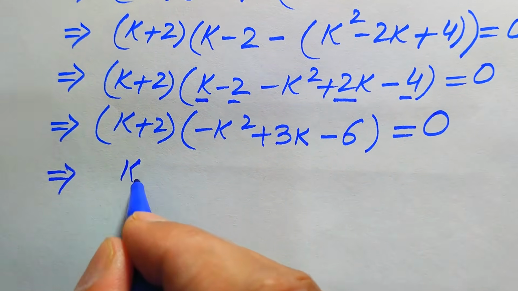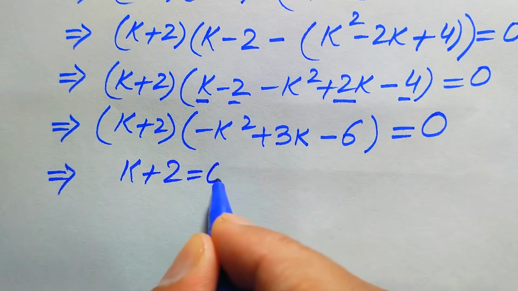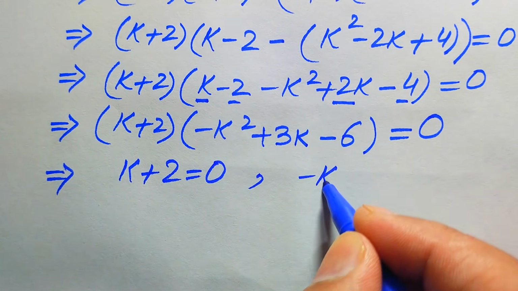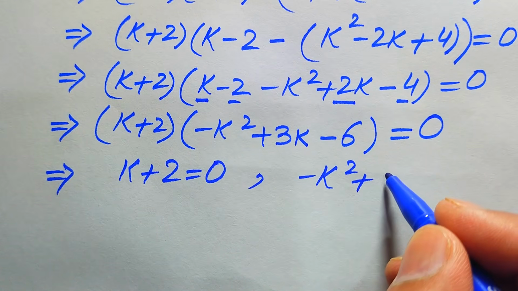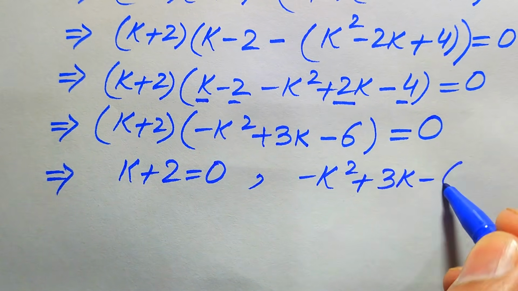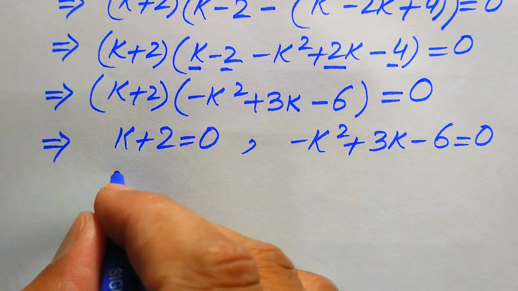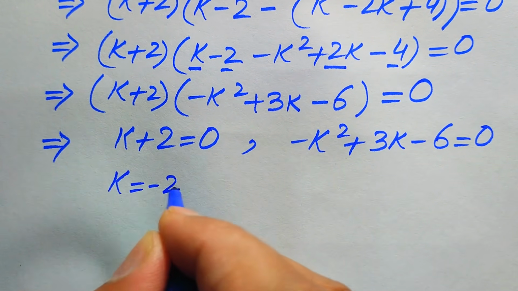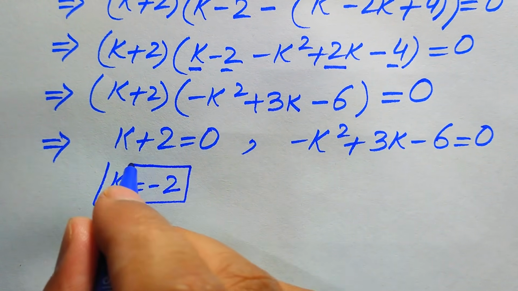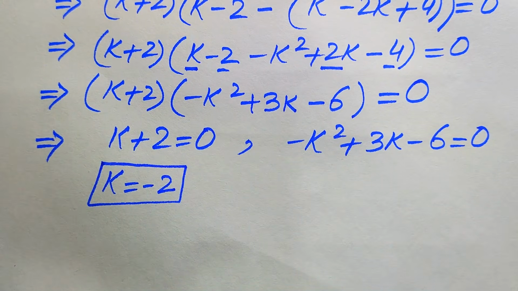The first case is we write k plus 2 is equal to 0, and the second case is we write minus k square plus 3k minus 6, and this whole equation is equal to 0. From here we easily get the value of k is equal to minus 2. This is the first real root of the given equation.